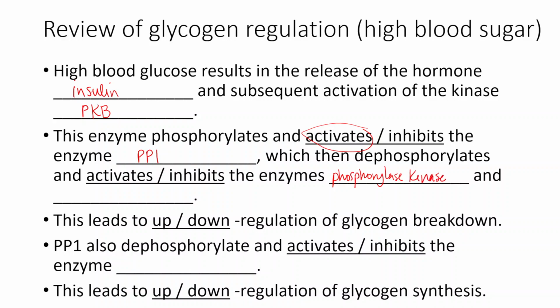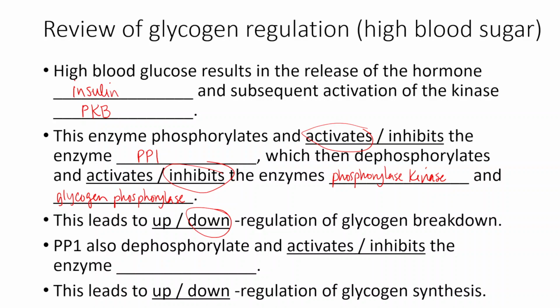Phosphorylase kinase and glycogen phosphorylase. And when those enzymes are dephosphorylated, are they activated or inhibited? Yeah, they're inhibited. Okay. So, what does that mean for glycogen breakdown? Is it upregulated or downregulated? Yeah, it's downregulated.